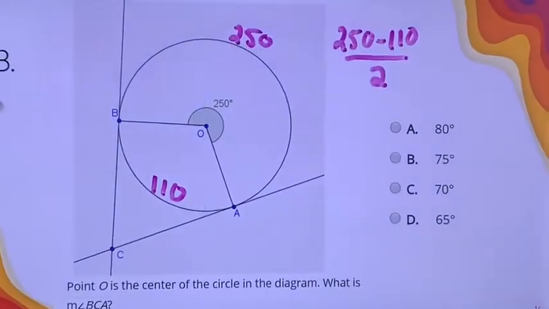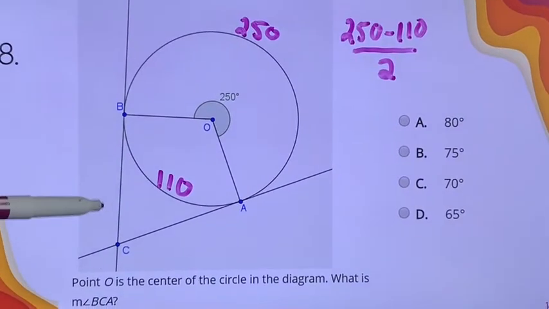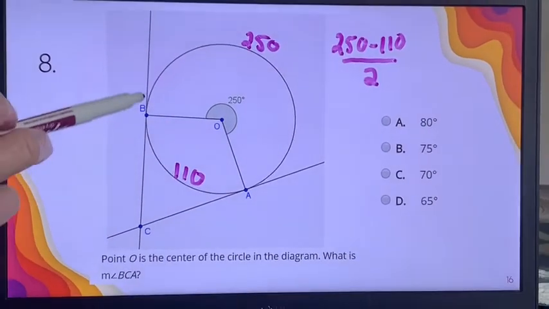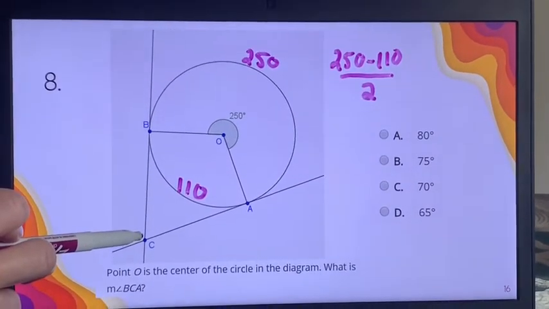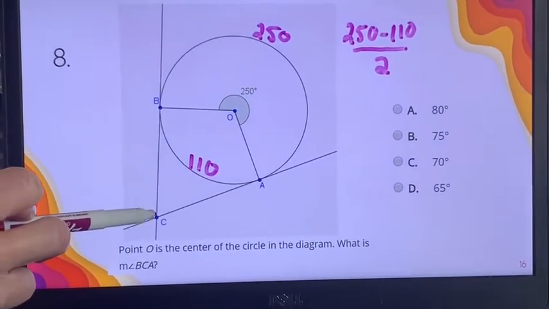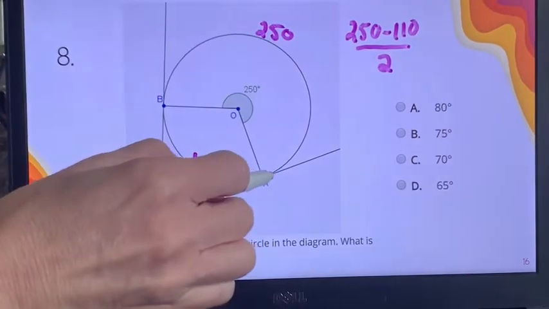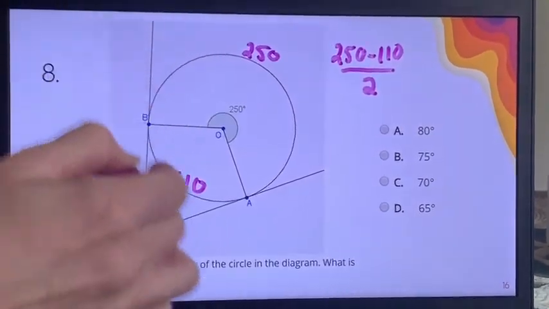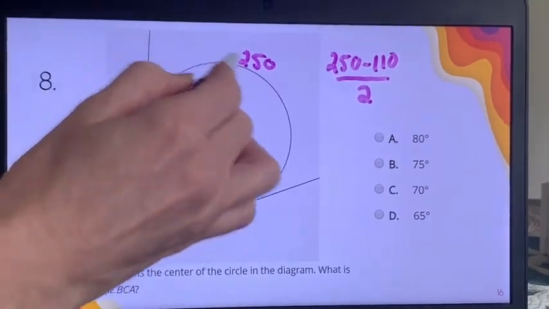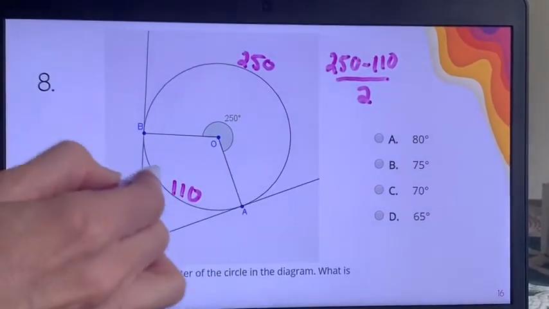So looking at number 8, we have the situation like I just discussed in the rule. So these are tangent lines, and they're intersecting outside the circle or on the exterior. So if this arc measure is 250 degrees, just like the last problem, we said all the way around is 360. We're going to subtract the 250. That means this is 110.